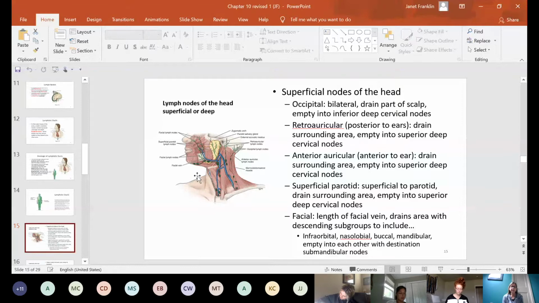Anterior auricular, anterior would be in front of the auricle, or in front of the ear. So right here, when you feel around, you're feeling the anterior auricular.